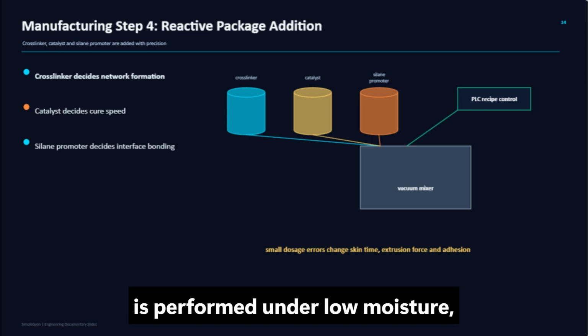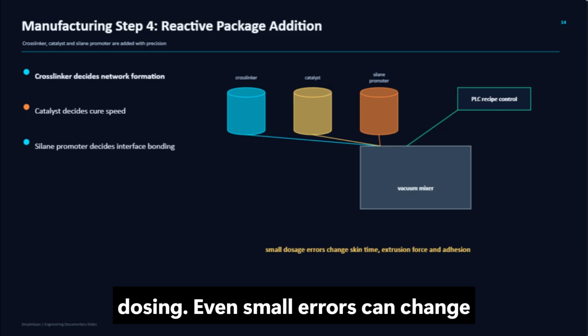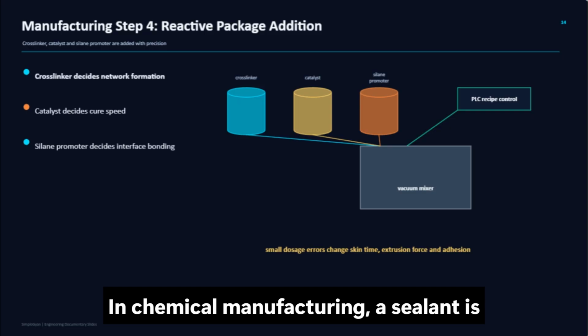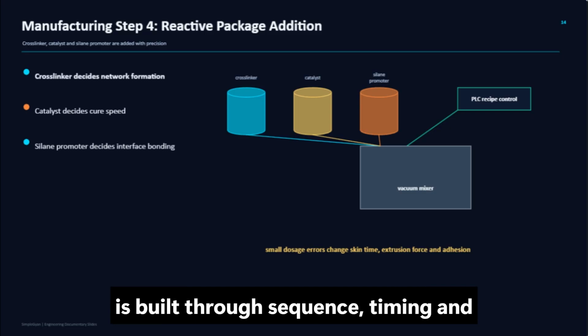This stage is performed under low moisture, controlled temperature, and precise dosing. Even small errors can change cure speed, tack-free time, extrusion force, skin formation, and final adhesion. In chemical manufacturing, a sealant is not mixed by guess. It is built through sequence, timing, and process control.